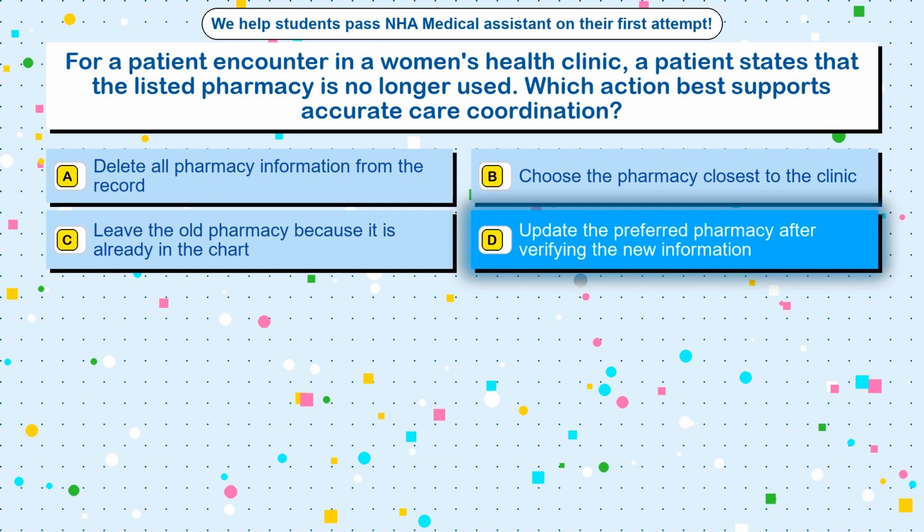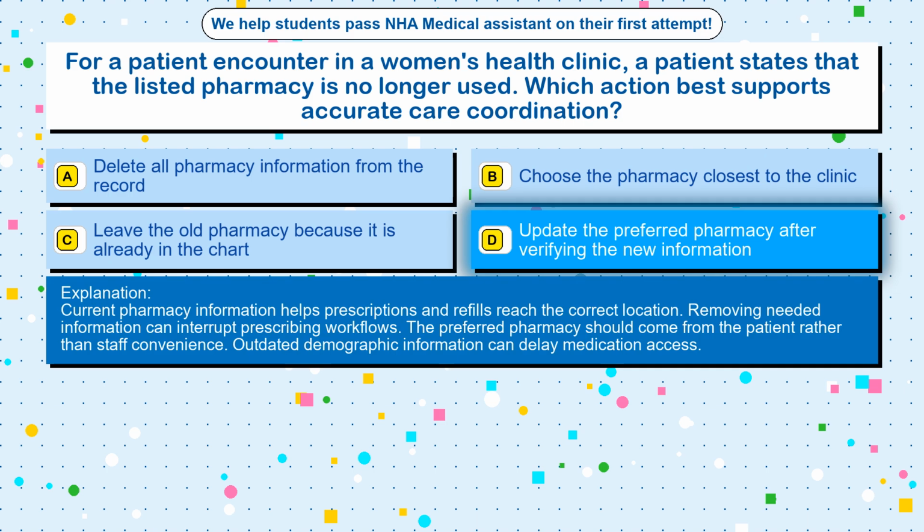The correct answer is option D, update the preferred pharmacy after verifying the new information. Current pharmacy information helps prescriptions and refills reach the correct location. Removing needed information can interrupt prescribing workflows. The preferred pharmacy should come from the patient rather than staff convenience. Outdated demographic information can delay medication access.